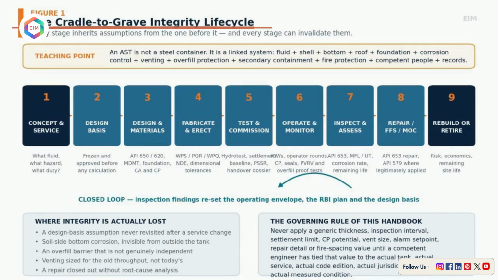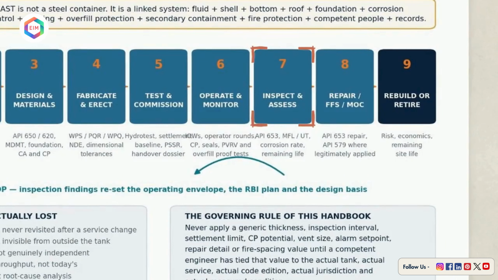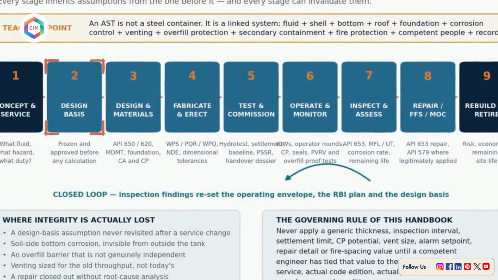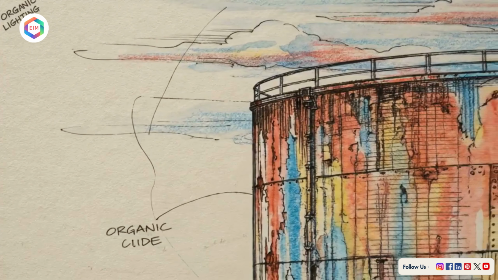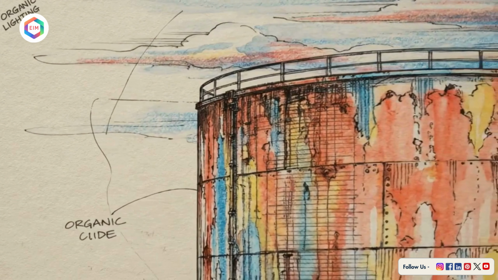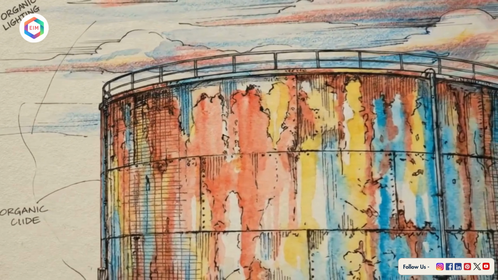This lifecycle model integrates physical threats with jurisdictional standards. Step 7, Inspect and Assess, is the anchor. Inspection challenges the original math. Routing physical findings back to Step 2, the engineer reevaluates the design basis against the actual measured condition. A tank designed flawlessly decades ago can become dangerously non-compliant today if the operational throughput or hazard profile changed.